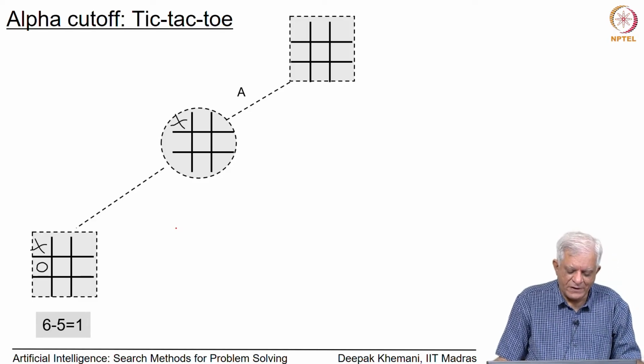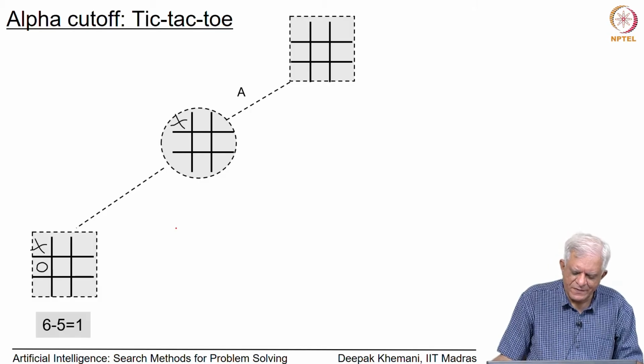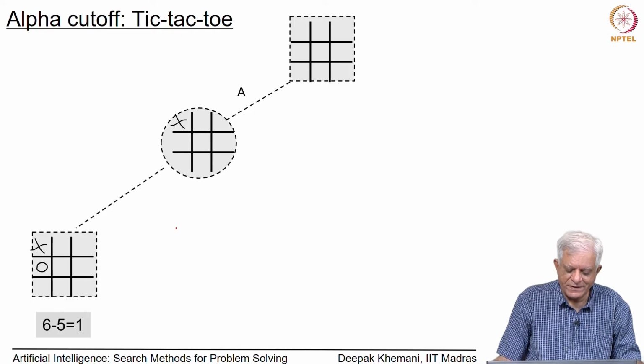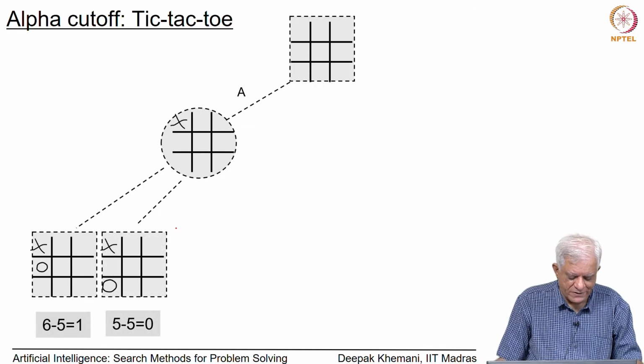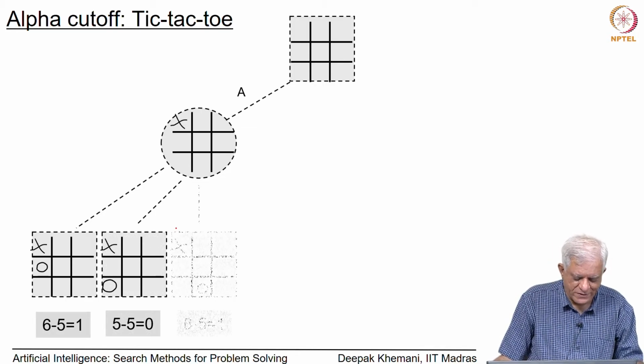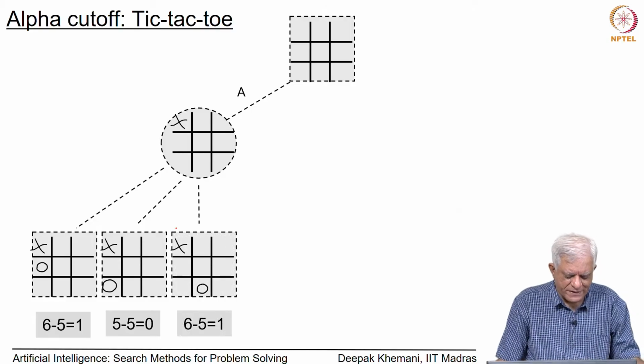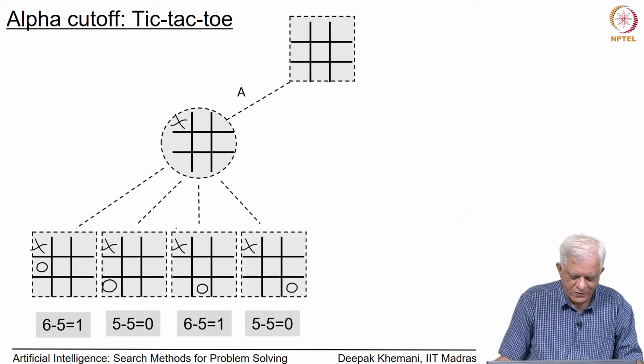So at this point you can say that the beta node, which is A, has got a value of 1. So beta node A is only going to look for values which are smaller than 1. The search continues, it looks at the second node, and it turns out that the second node is, as you can see, symmetric. So it is not surprising that the value of that node is 0.